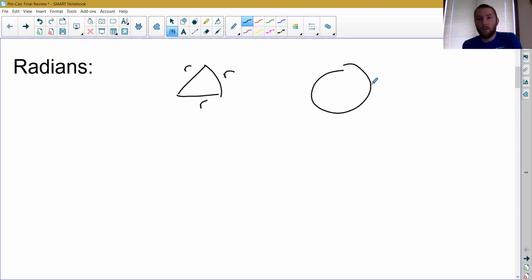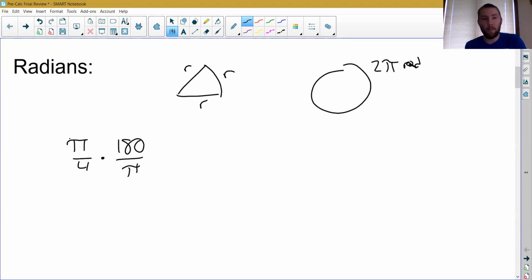One time around a whole circle is 2 pi radians. And so then we had all these other angles in the unit circle based on radians. Okay, so we talked about converting radians to degrees. If we know that it's, let's say, pi over 4 radians, we want to multiply by 180 over pi to cancel out the pi to get degrees. 180 divided by 4 would be 45 degrees, right?